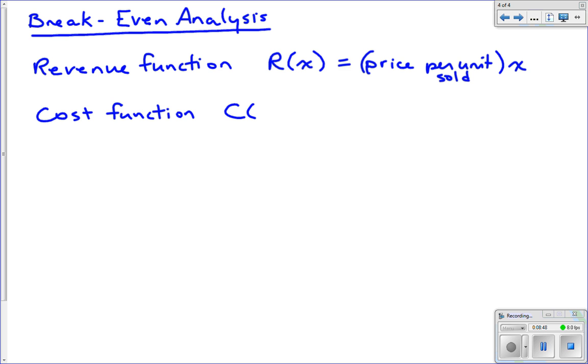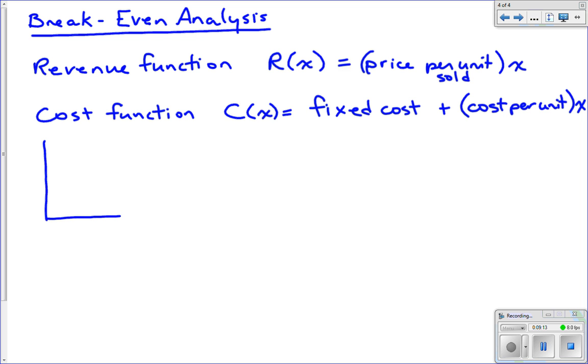Your cost function, and we'll call that C of x, is equal to your fixed costs plus the cost per unit. So that will be the cost to manufacture your unit. And again, you're going to multiply that by x, the number of units that you produce. Okay, so your revenue function is going to look something like this. This is your units, and there's your revenue here, and it's in dollars. So if you sell 0 units, your revenue is also 0.